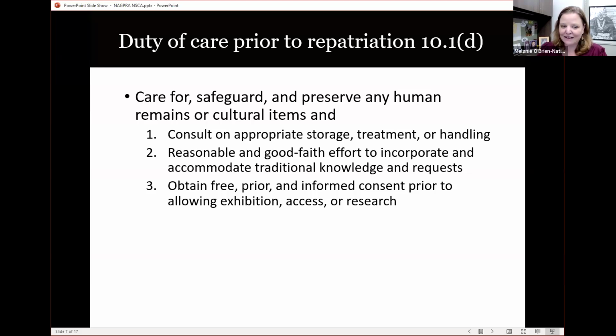But the primary change, and one that you may have seen recent news stories about, is the third one, the requirement to obtain free, prior, and informed consent prior to allowing exhibition, access, or research on Native American human remains or cultural items. So this is a new piece to the NAGPRA regulations that requires consent for exhibition, access, or research on, again, Native American human remains or cultural items.